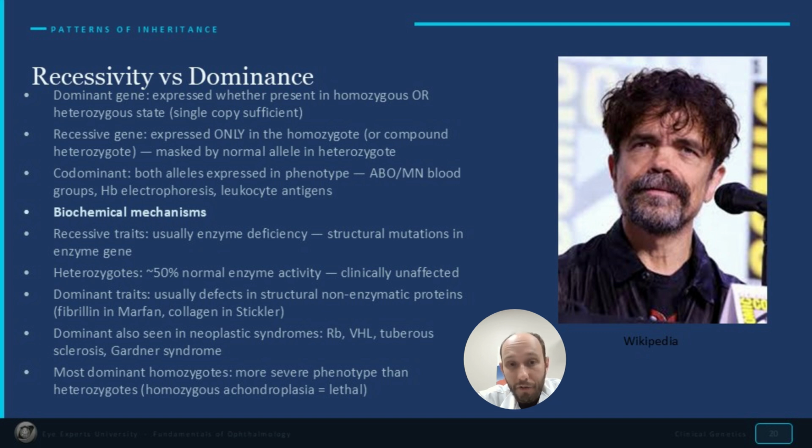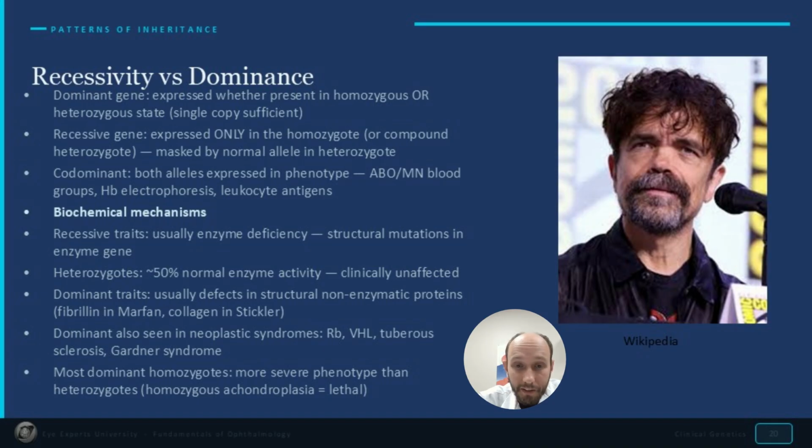For recessive traits, usually it's an enzyme deficiency. If you have one good copy, one copy is enough, and it can still make enough enzyme to compensate for the disease. Heterozygotes, even with the enzyme deficiency, do just fine and are clinically unaffected. Dominant traits usually involve structural proteins, so the problem is they still get expressed, they get used, but the structure is bad, so things kind of fall apart.